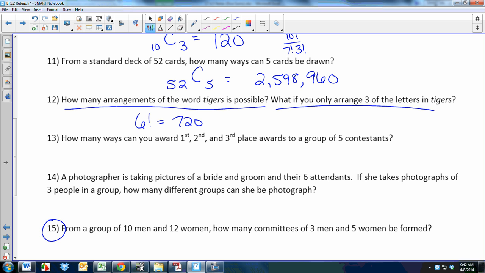But when you're arranging only 3 of the letters, order still matters. So it's 6, but you're only picking 3, so 6P3. You type that in, you get 120. Number 13.